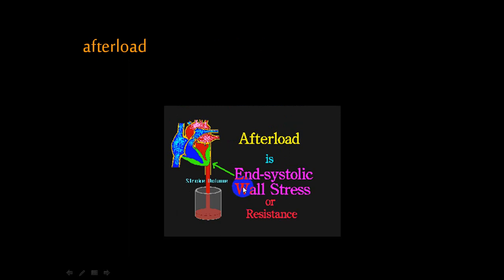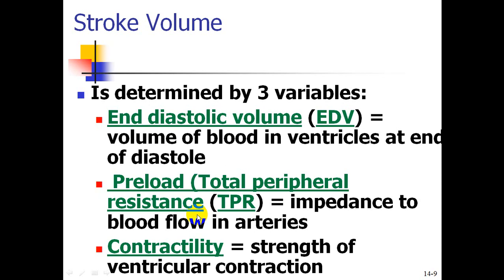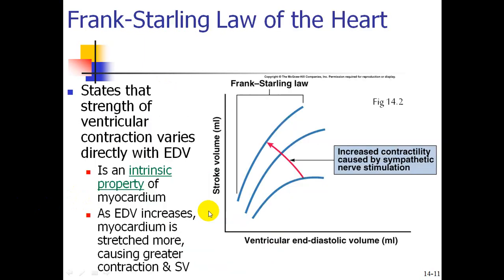Afterload is the end systolic wall stress or tension, or peripheral vascular resistance, which is the force against which the ventricle contracts. So stroke volume, as we said, is determined by three factors: end diastolic volume (preload); afterload, sometimes total peripheral resistance, sometimes impedance or resistance to the blood flow in arteries; and contractility, the strength of ventricular contraction.